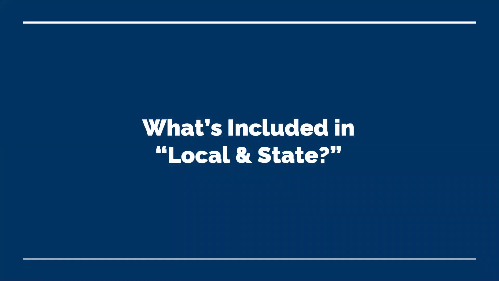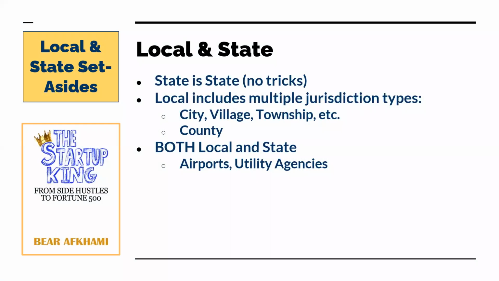One thing that we have to define is what we mean by local and state. So what's included? Well, state is state. Whatever the geographic boundary of the state determines what that jurisdiction is. So there are really no tricks to it. There's no complexities. However, when we say local, that includes multiple types of jurisdictions, including cities, villages, townships, really any type of small entity that governs itself and has procurement needs. And then, of course, the county. County is also included as local.